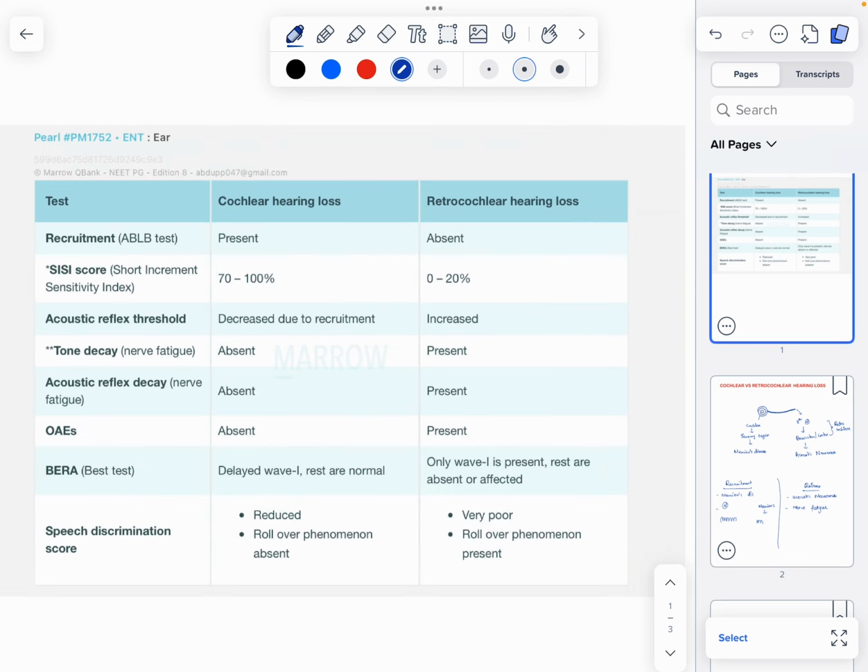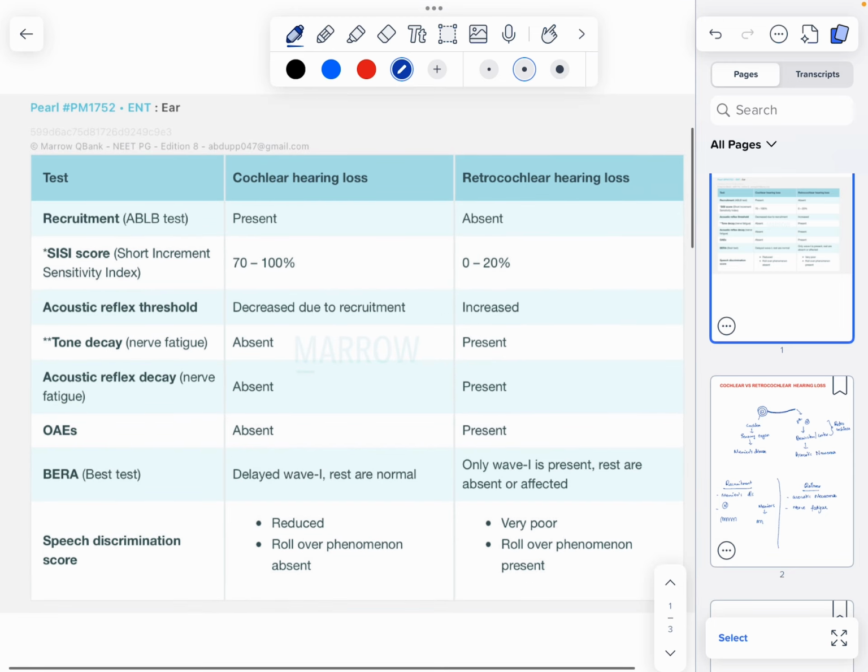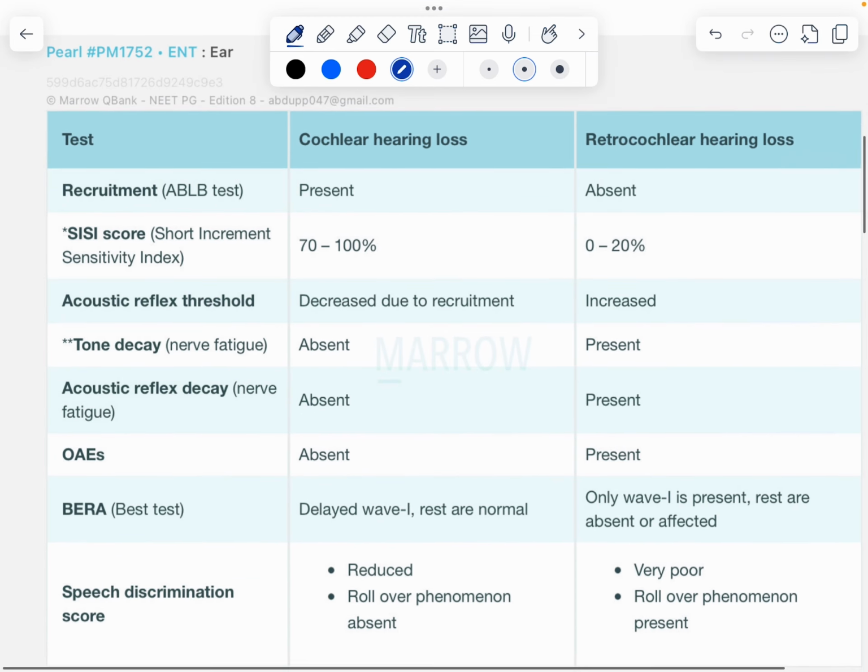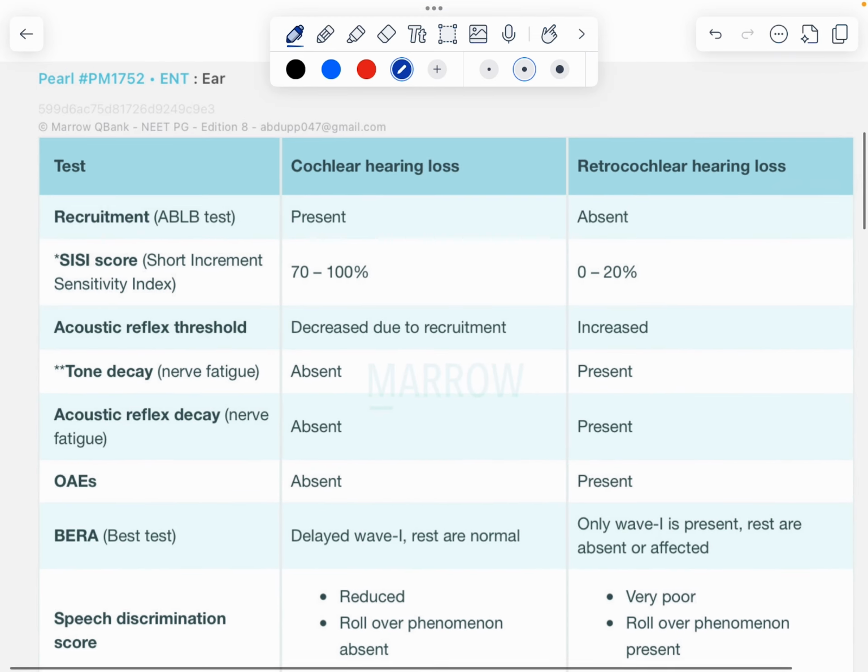Now let's discuss. This is based on a pearl from Marrow. In this we can see recruitment is present in cochlear hearing loss. It is absent in retrocochlear hearing loss.